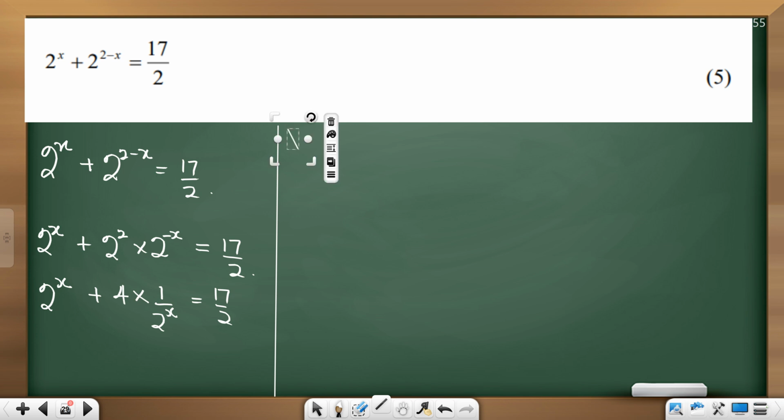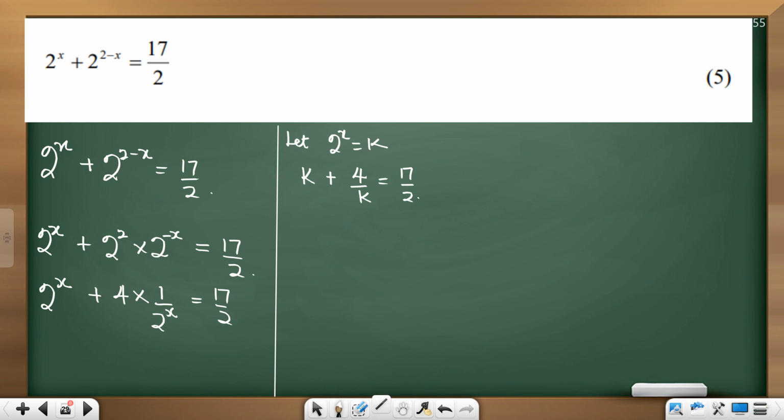Just to make it easy again, you can do it without this, but let's make it easy to the eyes. Let 2 to the power x be equal to k. What do I have? k plus 4 over k equals 17 over 2. Does that make sense? Get rid of the k first. That's what I will do to make it easy for everyone, because I could have multiplied by 2k.